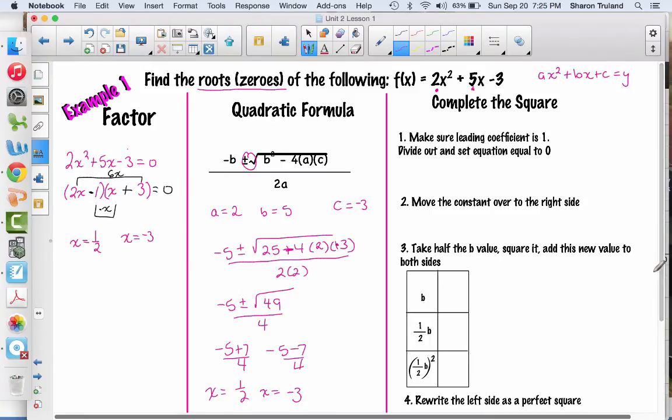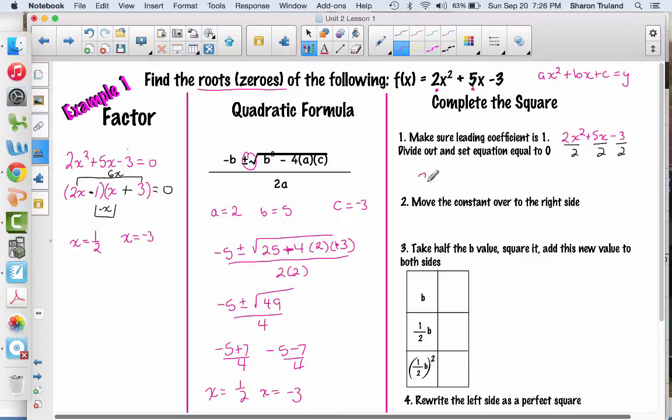All right, completing the square. This is where we're going to have to take our time. But remember, make sure the leading coefficient is 1. In this case, my leading coefficient is 2. So we are not having a leading coefficient of 1. So I divide out, meaning I am going to divide everybody by 2. Divide out and set equation equal to 0.